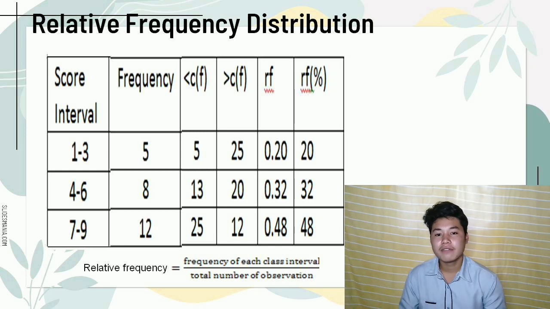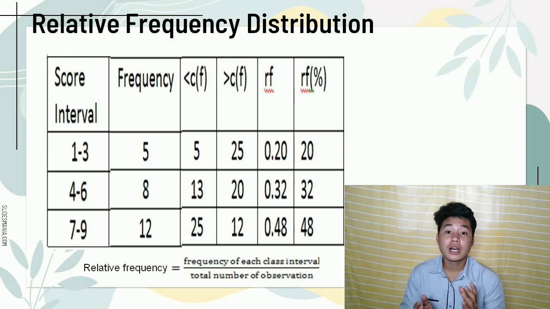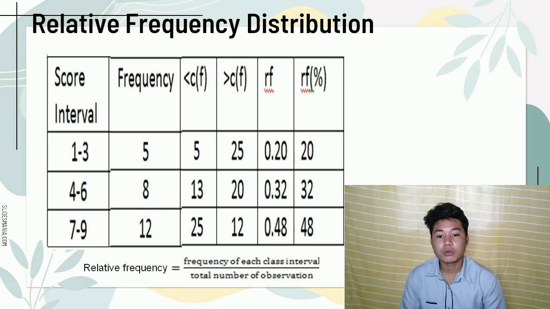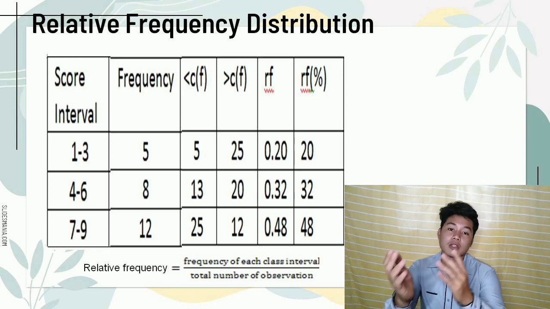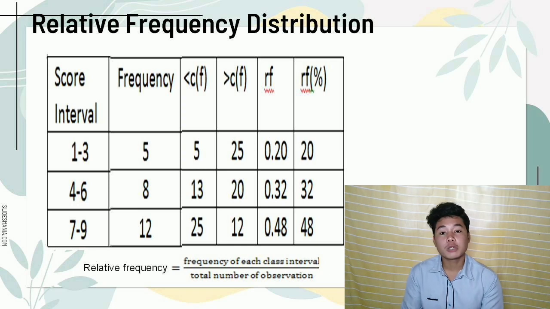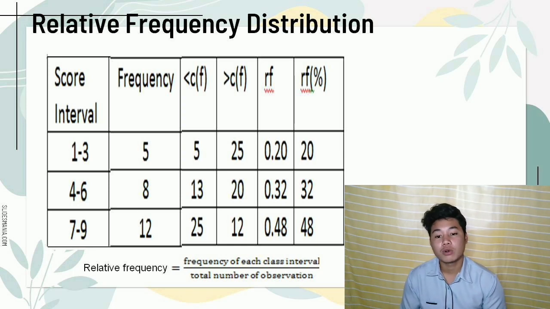So 5 divided by 25 is equal to 0.20, and then 8 divided by 25 is equal to 0.32, and then 12 divided by 25 is equal to 0.48. So to get the relative frequency percentage, we just need to multiply it by 100. So 0.20 times 100 is equal to 20. 0.32 multiplied by 100 is equal to 32, and then 0.48 multiplied by 100 is equal to 48.